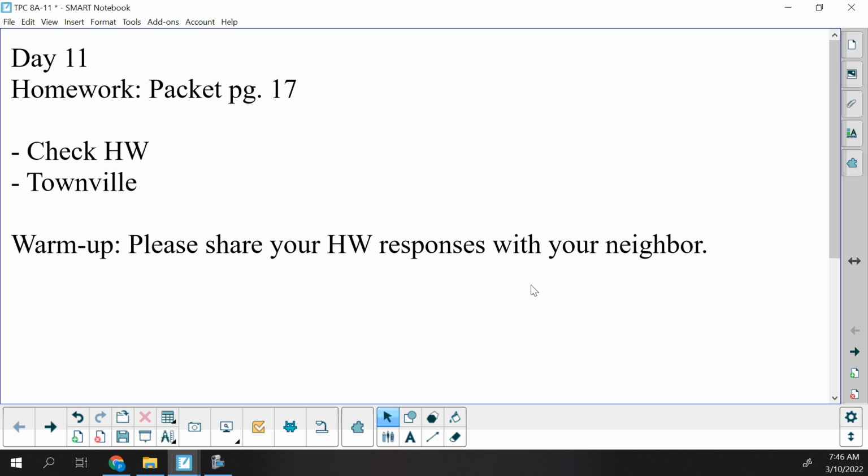Welcome to day 11. Our homework will be packet page 17, so if you could put that in your planners. Also have your homework out from last class, your descriptions of what we would notice in our tables for linear, quadratic, and exponential.